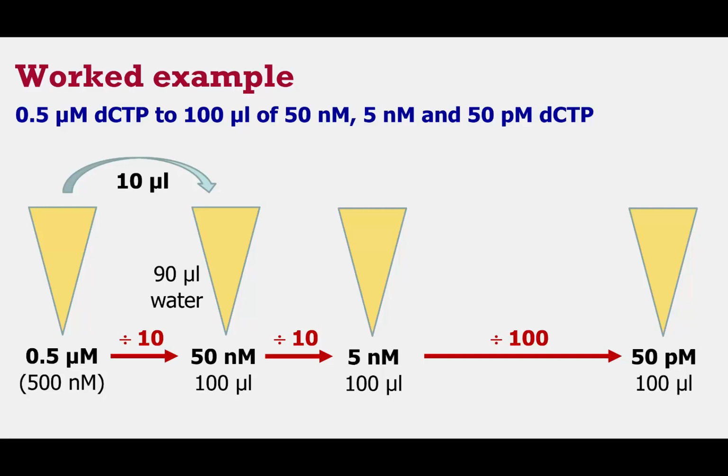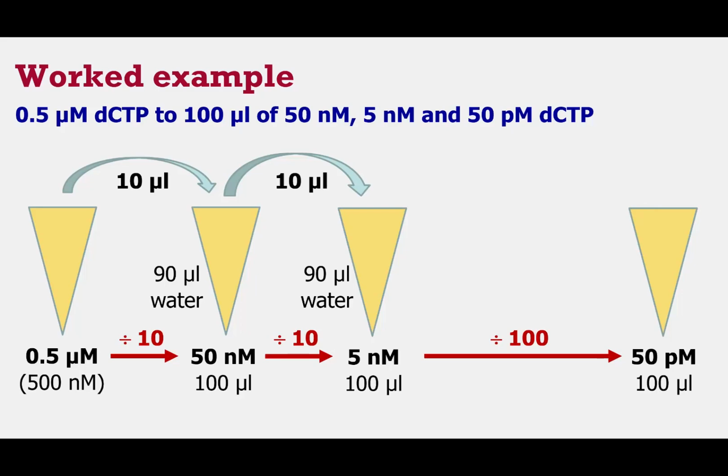The same is going to be true for the next step because that's also a tenfold dilution. And so 10 microliters is taken from our 50 nanomolar solution, and that's transferred to make our 5 nanomolar by adding it to 90 microliters of water. The third step, from 5 nanomolar to 50 picomolar, is a 100-fold dilution. So that's a rather larger change than we've seen previously.